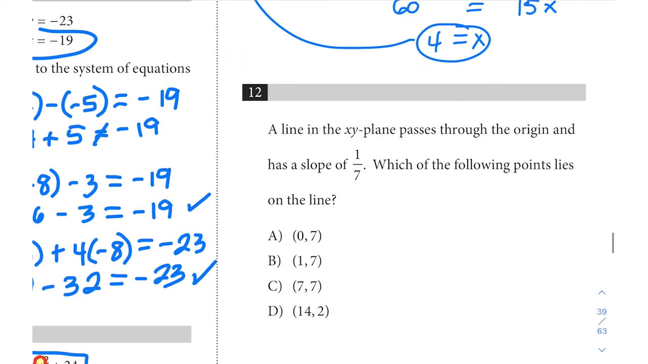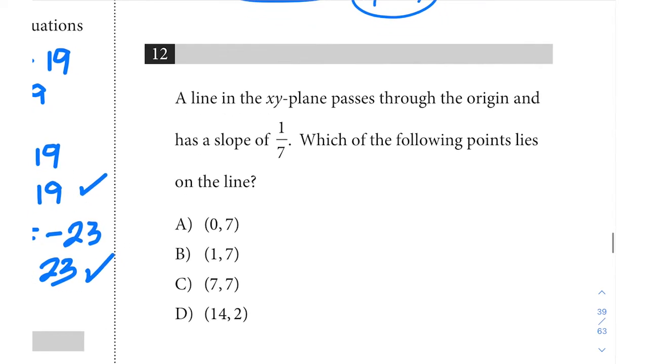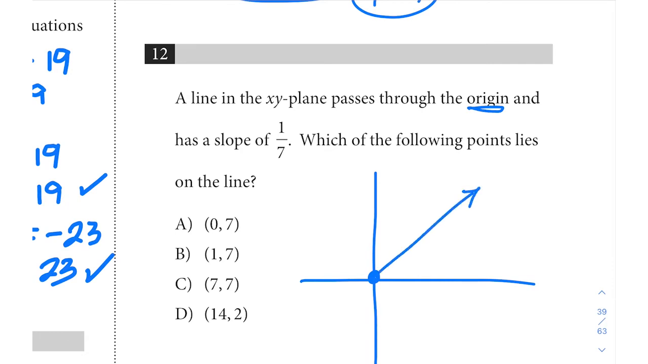Let's take a look ahead at number 12. A line in the xy plane passes through the origin and has a slope of 1/7. Okay, so let's do a ballpark of this line. Passes through the origin, and a slope of 1/7. Anything less than 1 is going to be not very steep. It's helpful to know that a slope of 1 will be right in between your x and y axes. So here, if it's got a slope of 1/7, it'll be a little shallower than that. So it'll maybe go something like this for our line. And again, this is just a ballpark so that we can get a basic idea of what we're looking for.